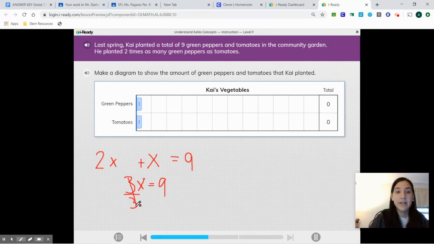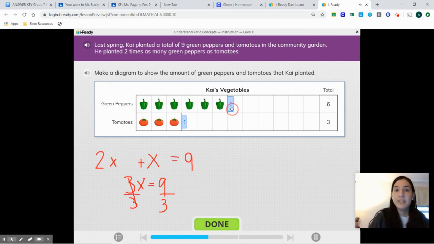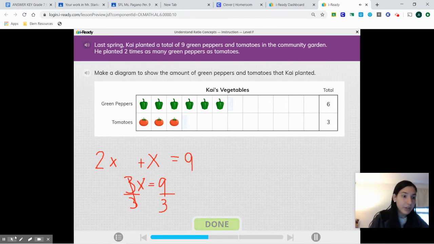So what that tells us is that we're going to have 3 tomatoes for every 6 green peppers. Now, we have 6 green peppers because we know the tomatoes is 3, right, because we've got x equals 3, we need to do 2 times 3 to get the number of green peppers. So 2 times 3 would be 6. And now we see here that our total equals 9 because 6 plus 3 equals 9. So we click done and we're good.